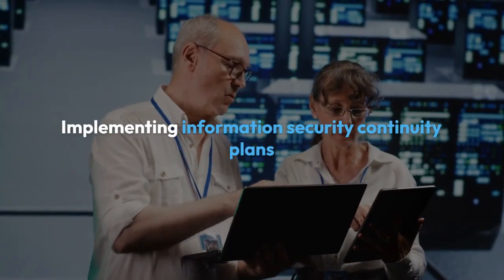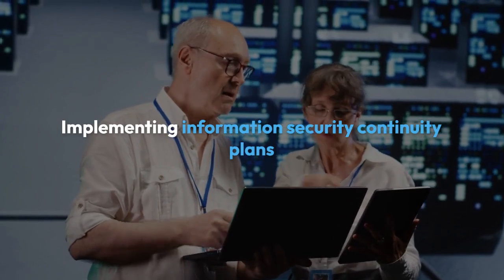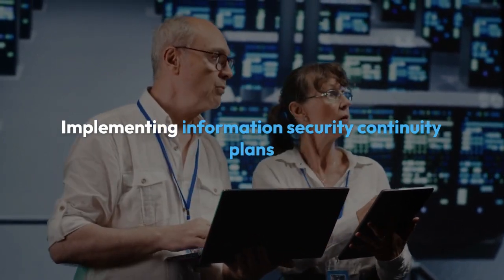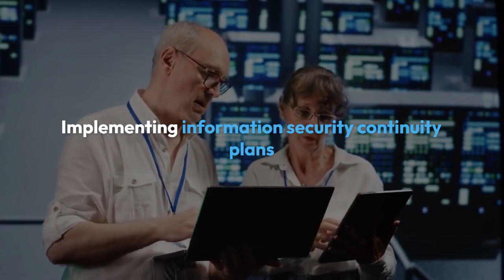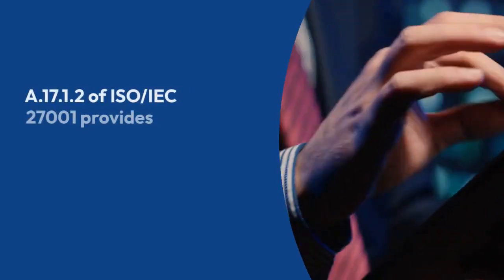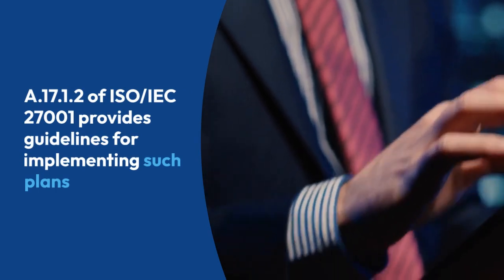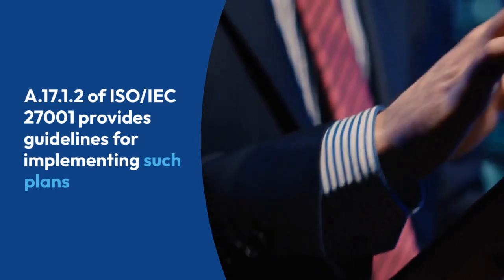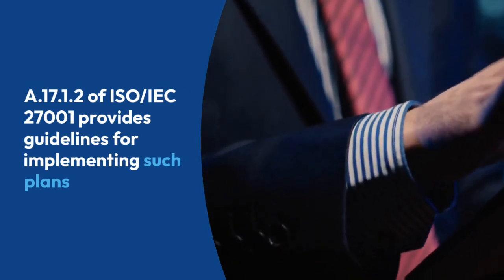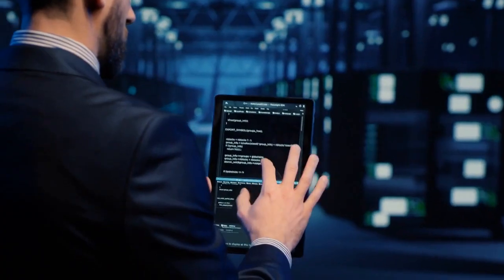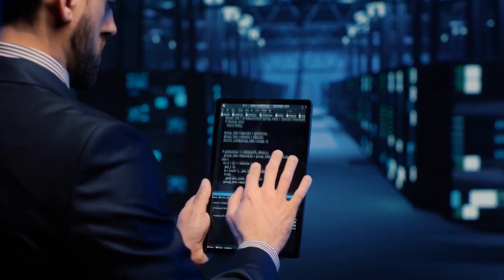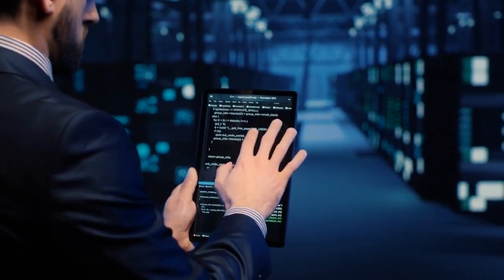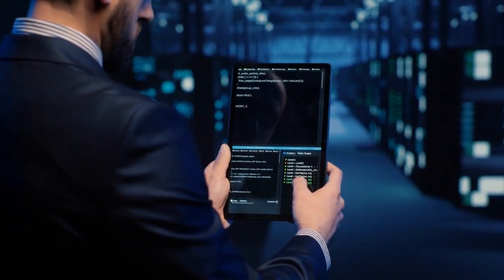Implementing information security continuity plans is vital to ensure that organizations can maintain or restore their services within defined timeframes following an interruption or failure. A.17.1.2 of ISO IEC 27001 provides guidelines for implementing such plans. By following the sample checklist provided above, organizations can verify the implementation of their information security continuity plans and ensure that they remain up to date and effective.